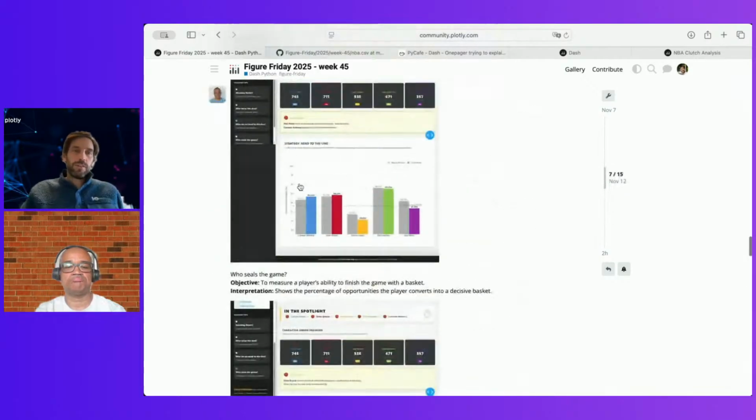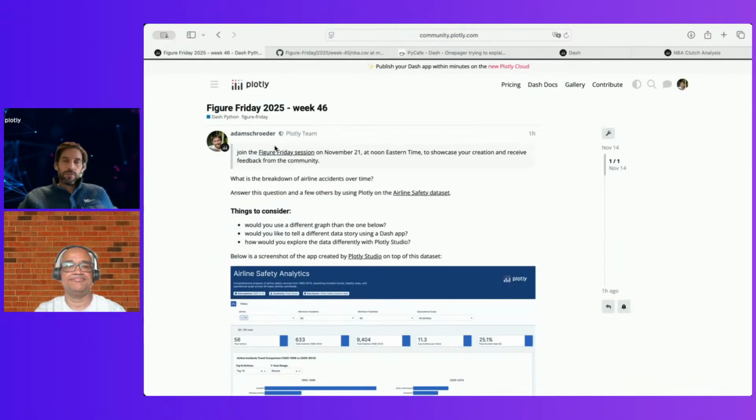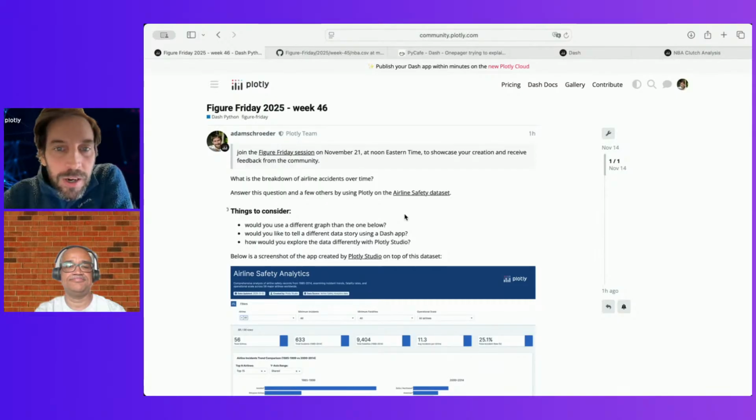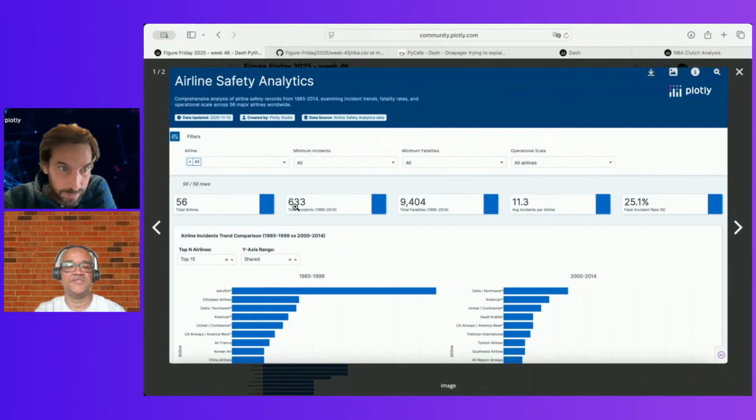All right. I also wanted to share the Figure Friday of this upcoming week, week 46, that I just released and published. It's going to be about the airline safety data set. We're only dealing with 56 total airlines, not all the airlines in the world, from 1985 to 2014, separated into two sections of years.